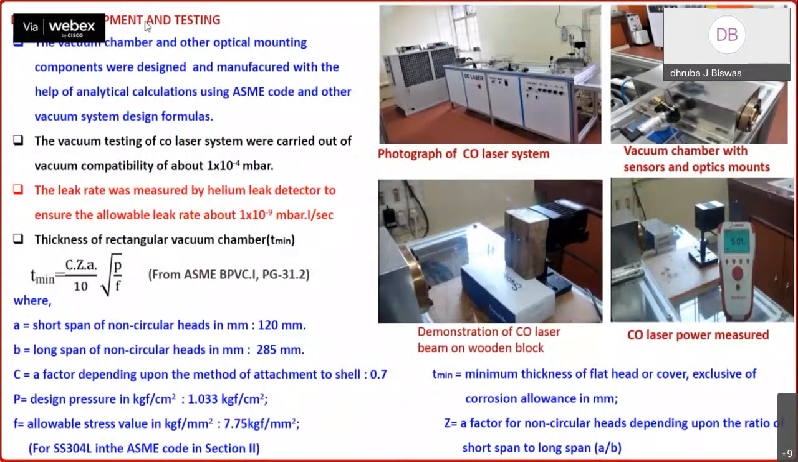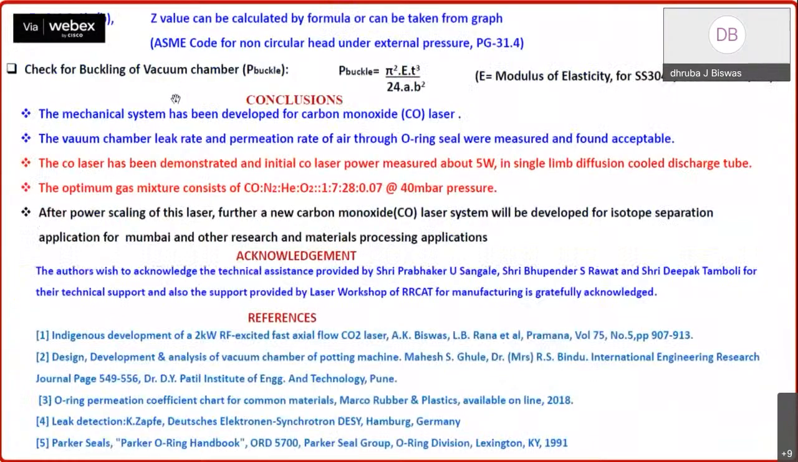Okay, sir. This is the photograph of the developed system, and this is the vacuum chamber. And here is the demonstration of the CO laser beam on a wooden block, where we have measured the power. And sir, next slide. So the Z value can be calculated.